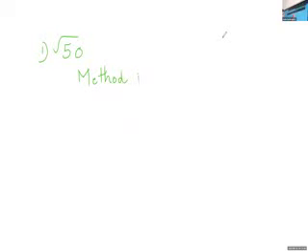Okay, so we are starting with prime factorization. Now listen, our first question is how to write root 50. Can you see the board? Yes, ma'am. There is method 1 and method 2. I'll show you. I'll teach you how to do it.